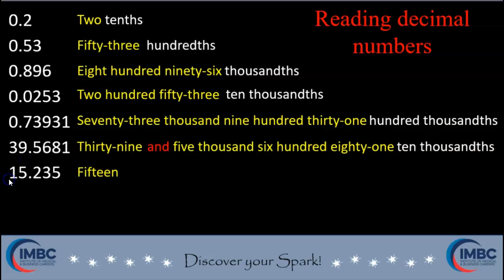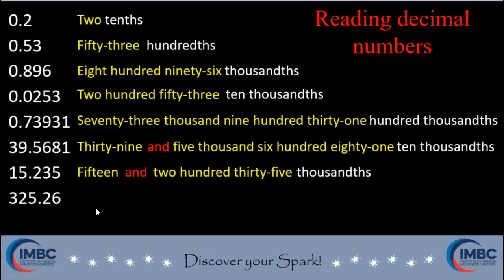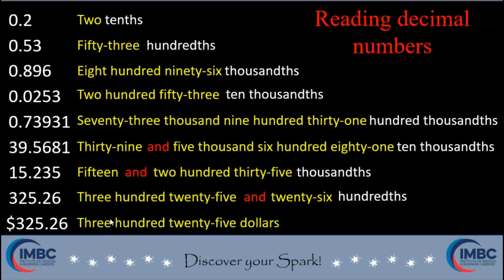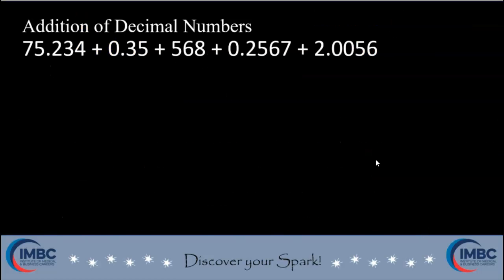Another one, 15 and 235 thousandths. 325 and 26 hundredths. When we have a monetary amount, it gets read this way: $325 and 26 cents.